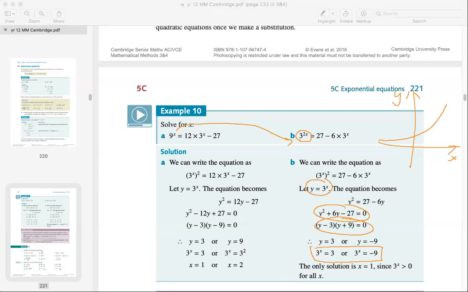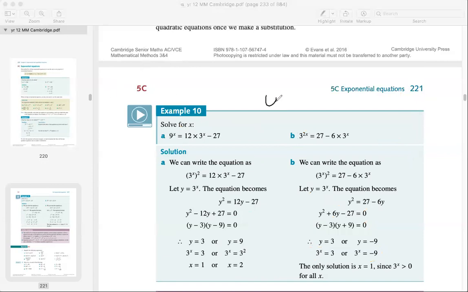For me, if you like to use the substitution method, my suggestion here is you make y equal to 3 to the x, then you directly write greater than 0 at the end to remind you guys the y must be a number greater than 0. Otherwise, it's impossible to solve for the original one, which is 3 to the power of x, right? Hence, our final answer is only one solution.